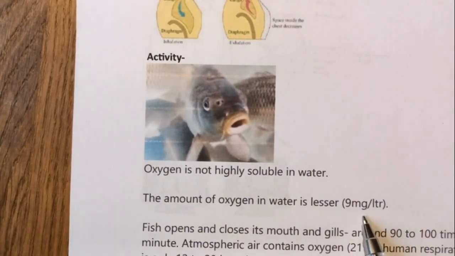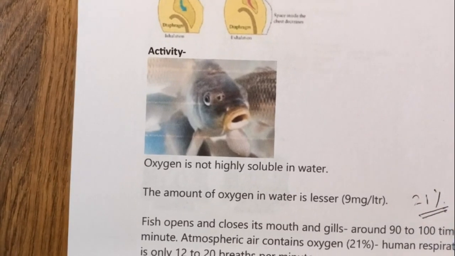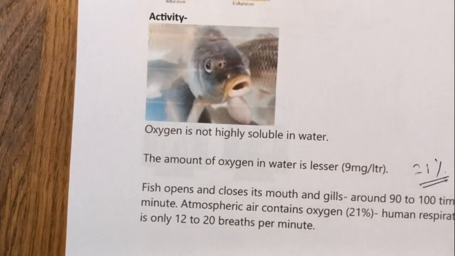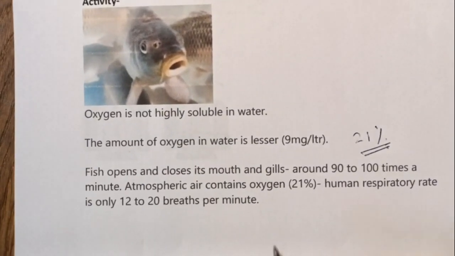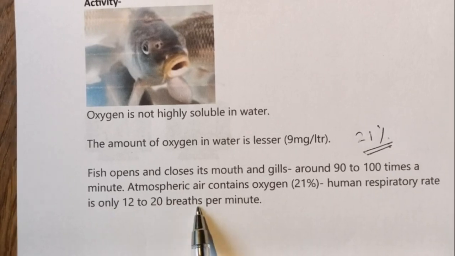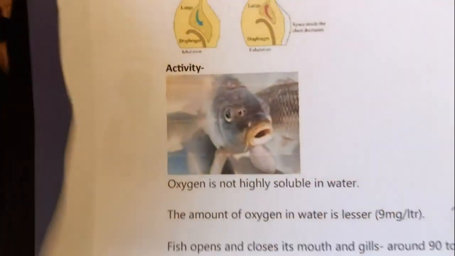Yeah, so it's less amount. Whereas in air, 21% is oxygen, so there is a large amount for terrestrial organisms to breathe. A fish opens and closes its mouth and gills around 90 to 100 times a minute, and human beings breathe about 12 to 20 times a minute in adults especially. This can be more in neonates, infants and little children. So that's the explanation of the activity.